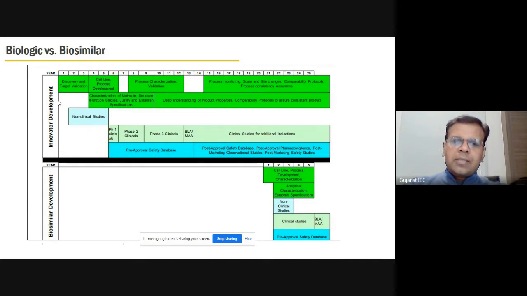However, for a biosimilar development, you just need the typical cell line process development, the analytical characterization, and the specifications, and very few non-clinical studies and very few clinical studies, and you get a pre-approval based on the safety data which you produce. So this is a typical comparison of an innovator development versus a biosimilar development. That's quick for sure as compared to the innovator development. The time required is less.